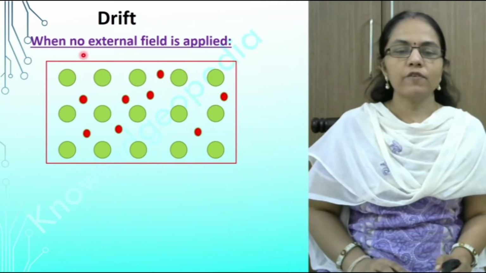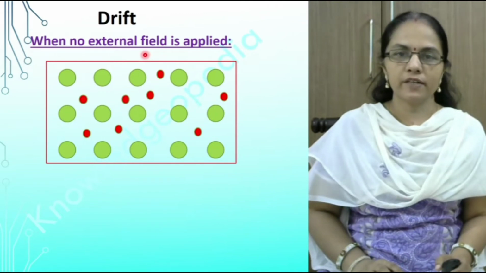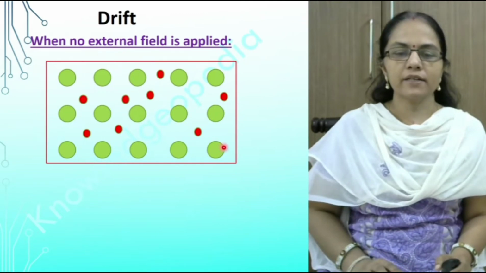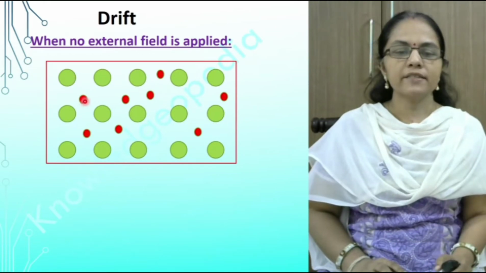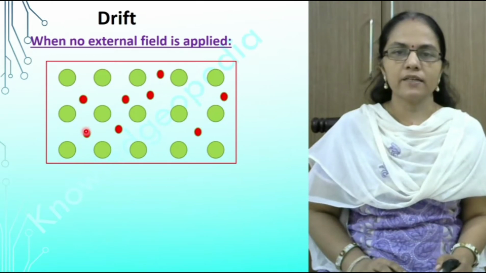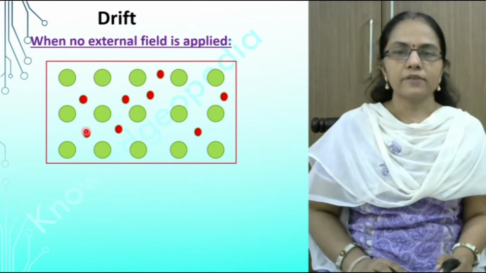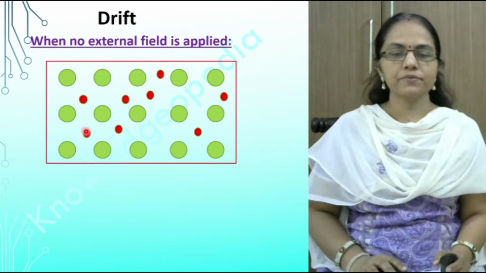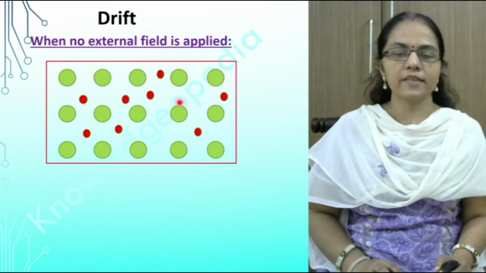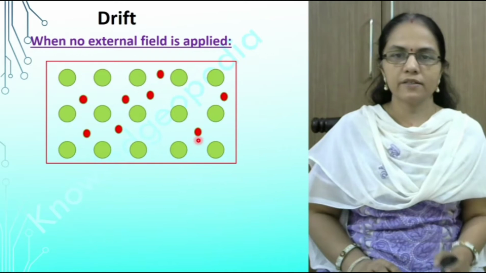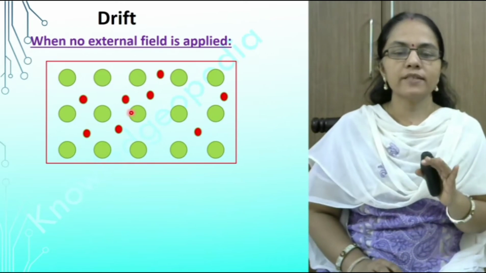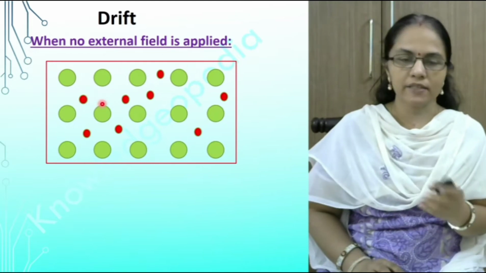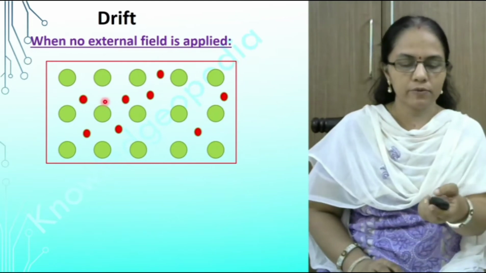First we will see when there is no external field applied. This is a semiconductor. Here these green dots are the lattice points where the atoms are, and these red dots are electrons, or I can say carriers. When no external field is applied, this is a pure semiconductor. We will see what will happen to these carriers, that may be electron or hole.